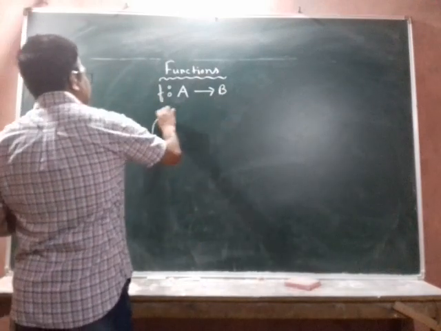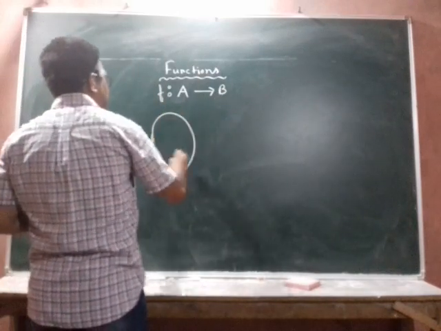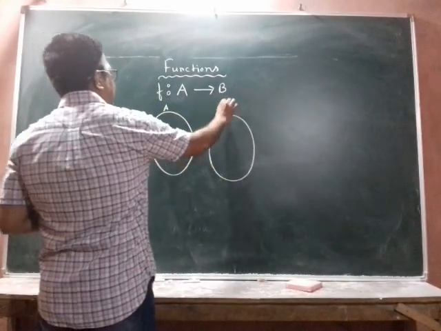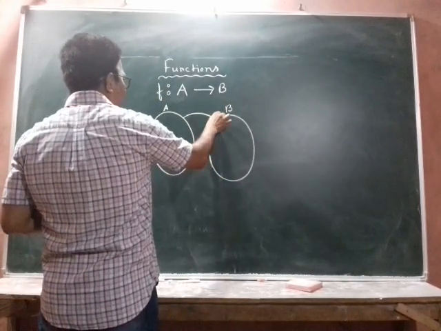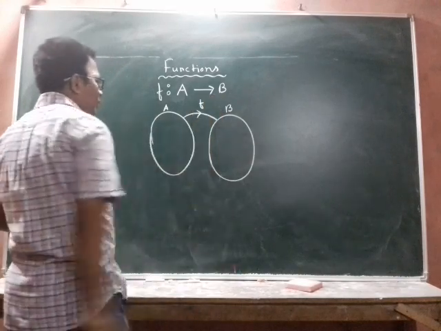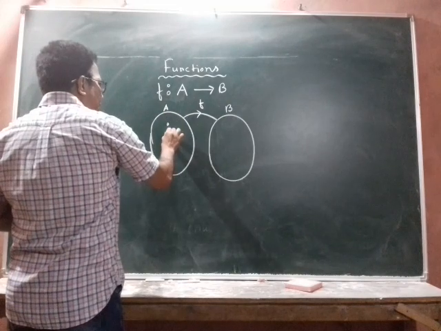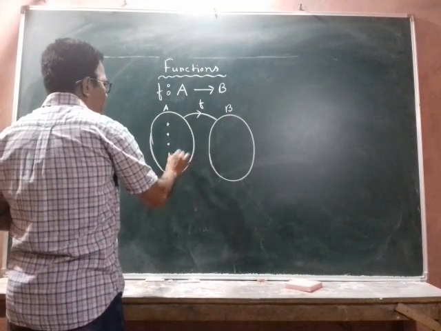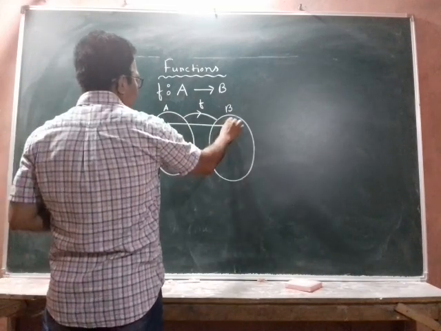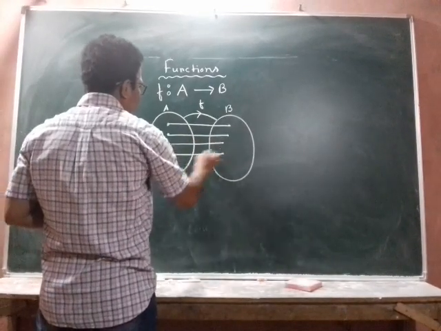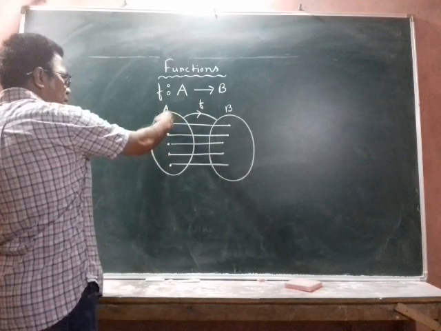So let us draw the Venn diagram. Our things will be more clear now. So A and B, these are the two non-empty sets, and f is a function from A to B. Each and every element of A must have an image here, or must be related to some element of B. No element should be left here.